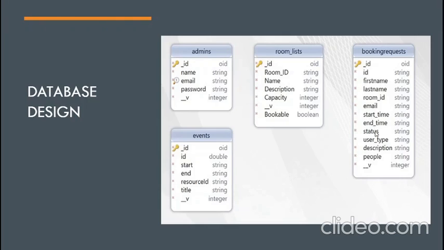The status field is used for storing the status of the booking request, like whether it is accepted, pending, or rejected, or other details. Then we are using an events table to store all the accepted booking requests. In that we are storing ID, start time, end time, resource ID, and title. This table is used to display the availability on the home page.